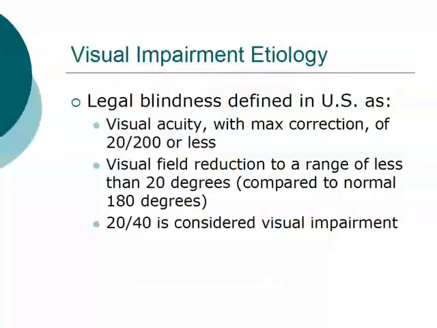A second definition of legal blindness is for those patients that have a visual field reduction to a range of less than 20 degrees compared to a normal of 180. So think of those glaucoma patients that had that loss of peripheral vision due to increased intraocular pressure. 20/40 is considered a slight visual impairment, but obviously can be treated in those types of things.